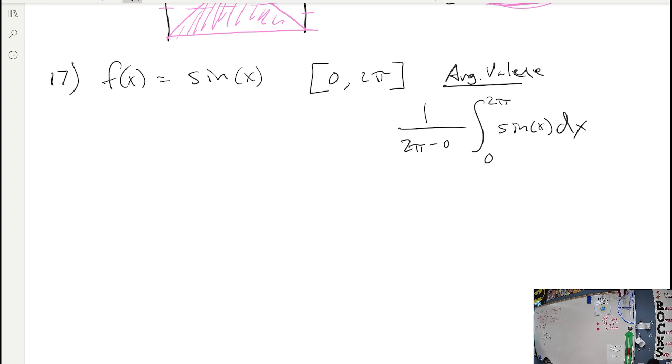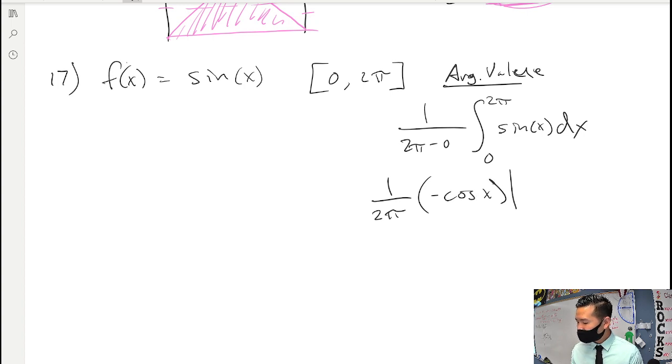The derivative of cosine would be negative sine, which does not match what we have here to start with. Does that make sense? So I would have 1 over 2 pi times negative cosine of x evaluated from 0 to 2 pi. They told us not to do it this way, by the way. I'm just doing it this way because I'm trying to prove a point.